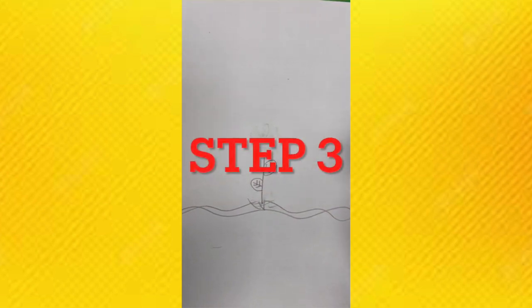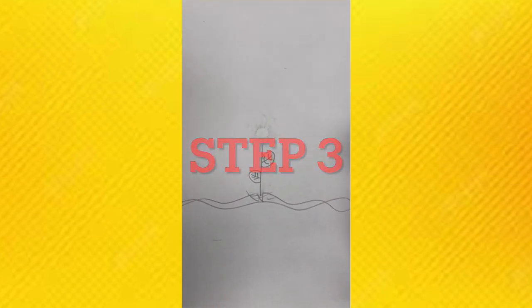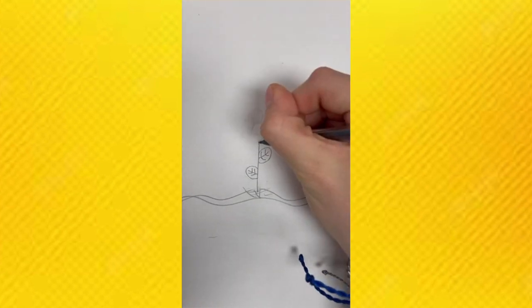Now you're gonna draw a circle on top of the stem, acting as the center of the flower, just like that.